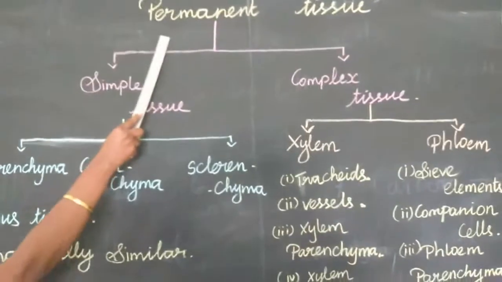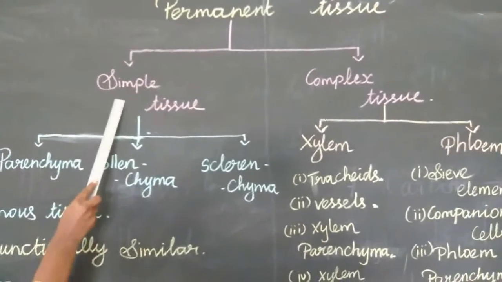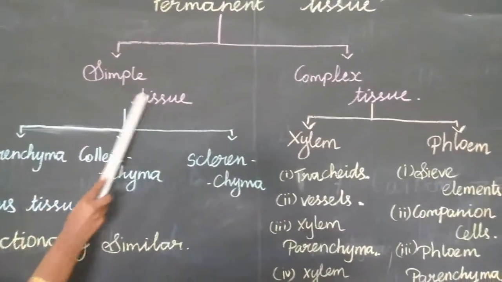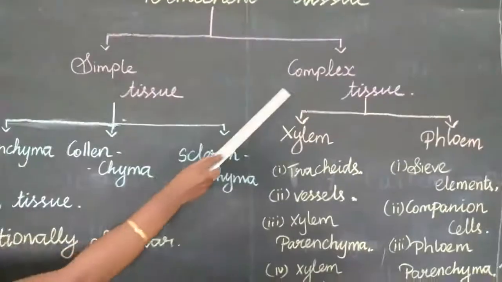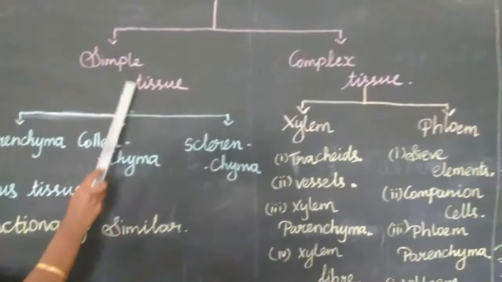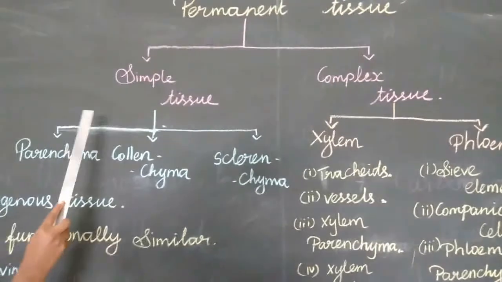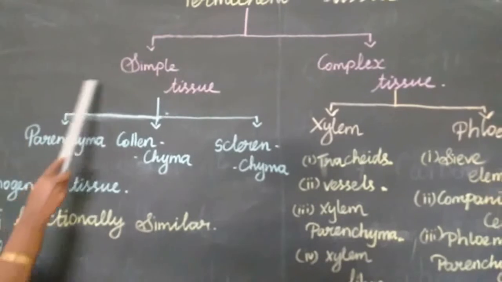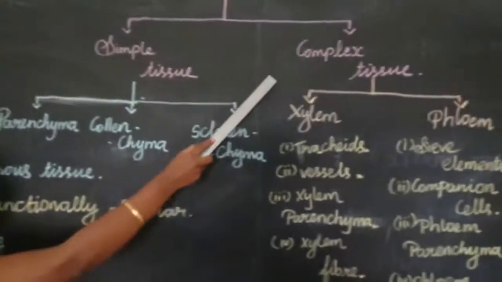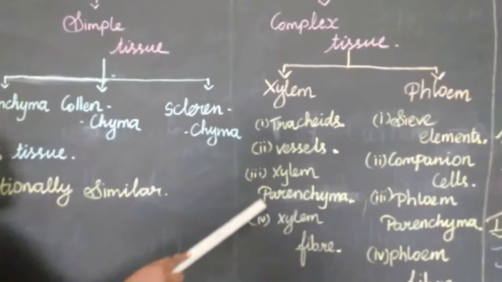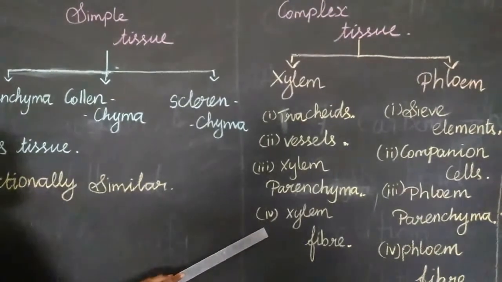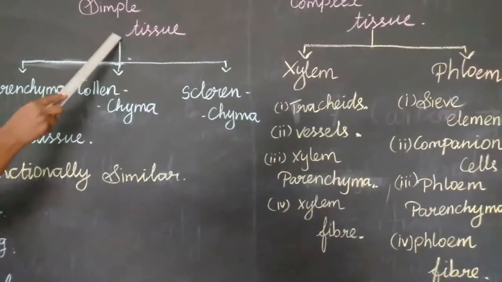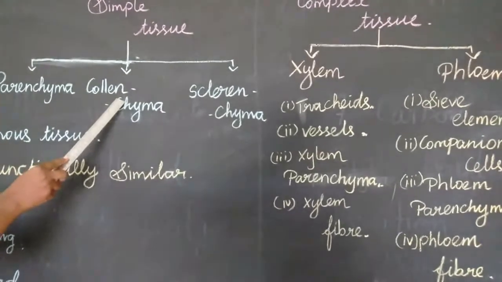The permanent tissue is mainly classified into two types. One is simple tissue, and the other is complex tissue. What does simple mean? The word itself indicates the tissues are very simple. Then what does complex mean? The tissues are combined with other portions, so it is called complex tissue. Further, each is classified again. Let us see one by one.